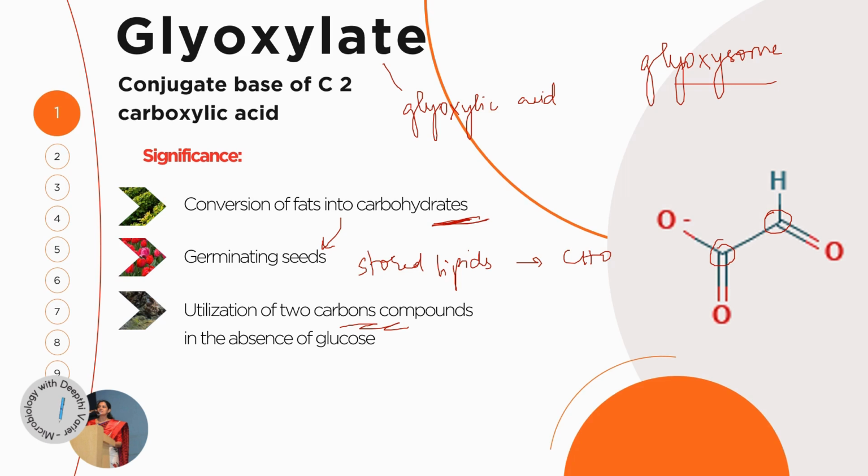And remember that it is a variant of the tricarboxylic acid cycle. We'll talk about that a little later. It is performed in the peroxisomes if it is a eukaryotic cell. Of course, in bacteria or other prokaryotic microorganisms, you will find the enzymes for the glyoxylate cycle in the cytoplasm.